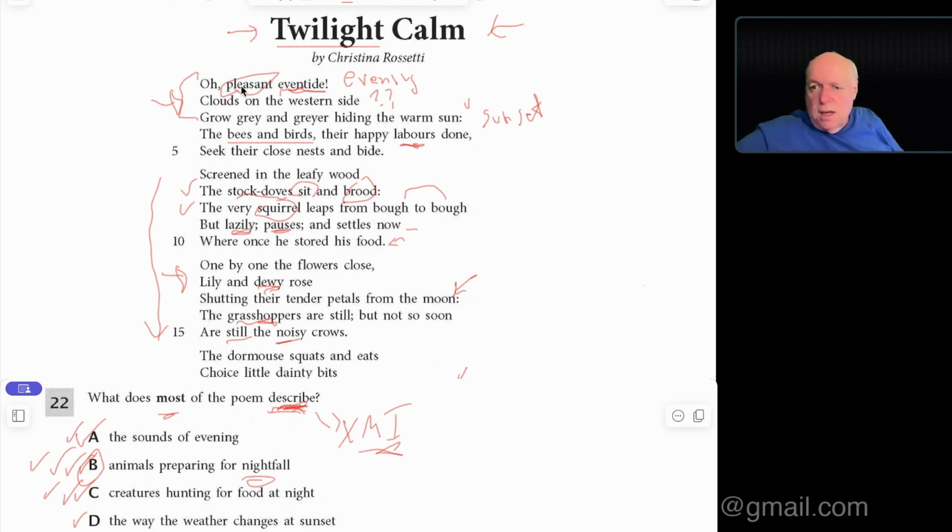Read lines 1 through 3 of the poem. So they're giving it here in boldface. Oh, pleasant evening tide, clouds, and so again, this is talking about the sunset itself. Which words best describe the tone that the poet creates at the beginning of the poem?